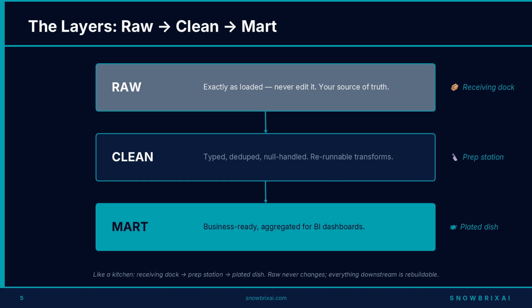Think of a restaurant kitchen. Raw is the receiving dock where deliveries arrive. Clean is the prep station where you chop and season. And the mart is the plated dish that goes out to the table. Same food, three very different stages.